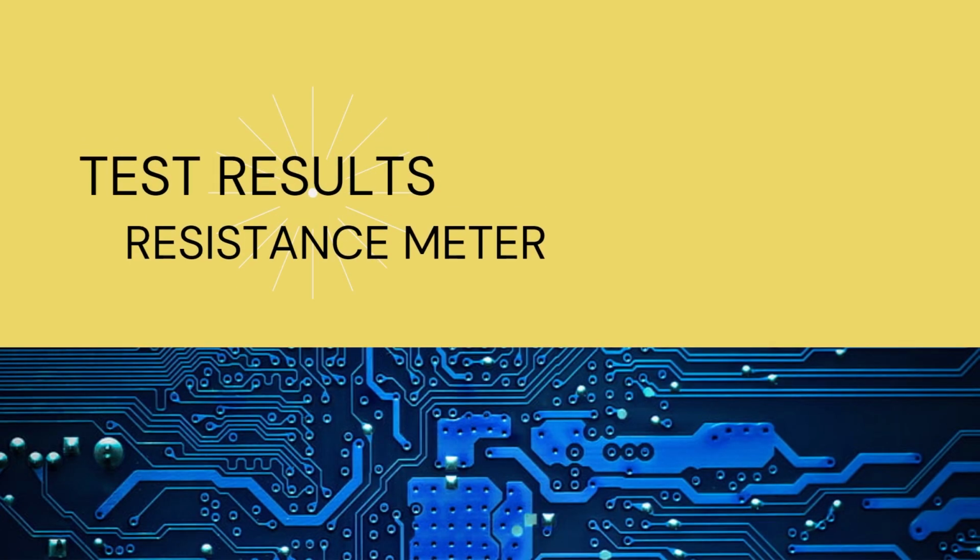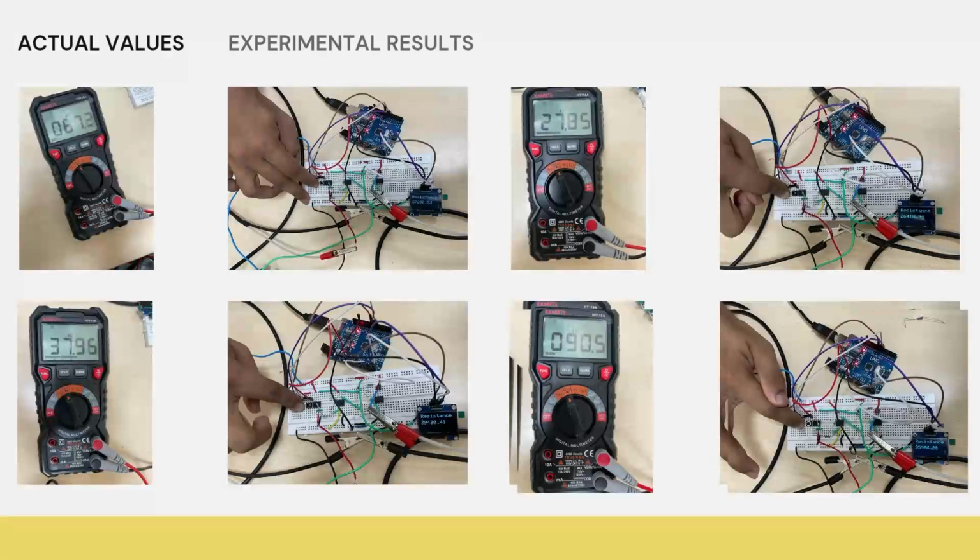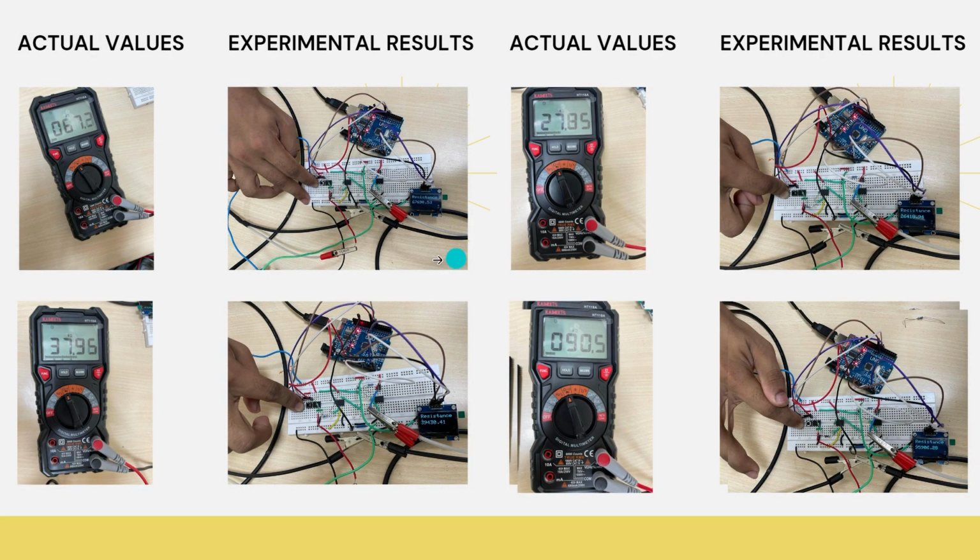Now we are going through the test results of the resistance meter. These are all of the results we obtained from the lab. Here you can see 67K, and from the multimeter you can also see 67.2K. So it's pretty much close, and the accuracy is also good, I think. Again, you can see 26,418 here, so around 27K, and we can also see from the multimeter that it is 27K.